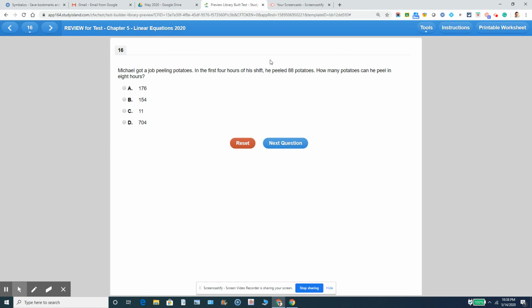Okay? There's a way to do this problem with slope, but I'm just going to do it the way most of you probably do it. In the first 4 hours, he peeled 88 potatoes. So therefore, for 1 hour, he peeled 22 potatoes, right? If you divide 88 by 4 hours. So therefore, how many potatoes can he peel in 8 hours? Just times this by 8, and that's a P there, not a number. Okay, times this by 8, and you get 176.